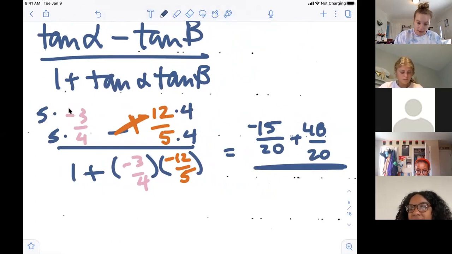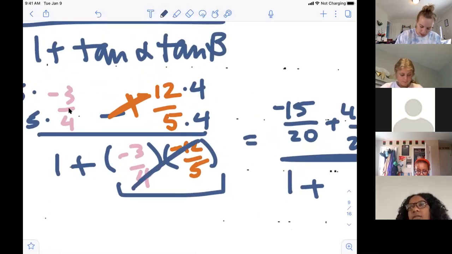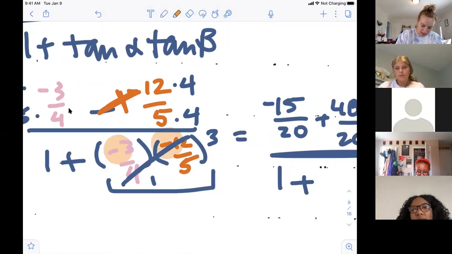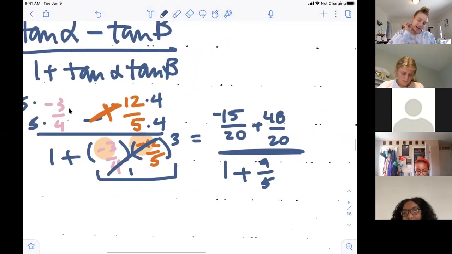Okay. Now on the bottom, I can multiply negative 3 over 4 and negative 12 over 5. So I've got 1 plus. I want to cross multiply or cancel out here if I'm able to. So 12 and 4 become 3 and 1. And this is what I did last class. I forgot that a negative times a negative becomes a positive. So that should be positive 9 over 5. 3 times 3 is 9, 5 times 1. Yep, there we go. I made that negative 9. So if you're watching back, F period, my fault.